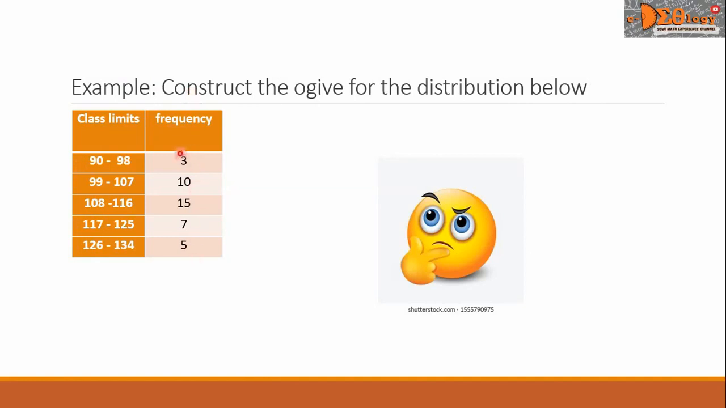A frequency of 3 for the first class, 90 to 98. A frequency of 10 for the class 99 to 107. A frequency of 15 for the class 108 to 116. A frequency of 7 for the class 117 to 125. A frequency of 5 for the class 126 to 134.